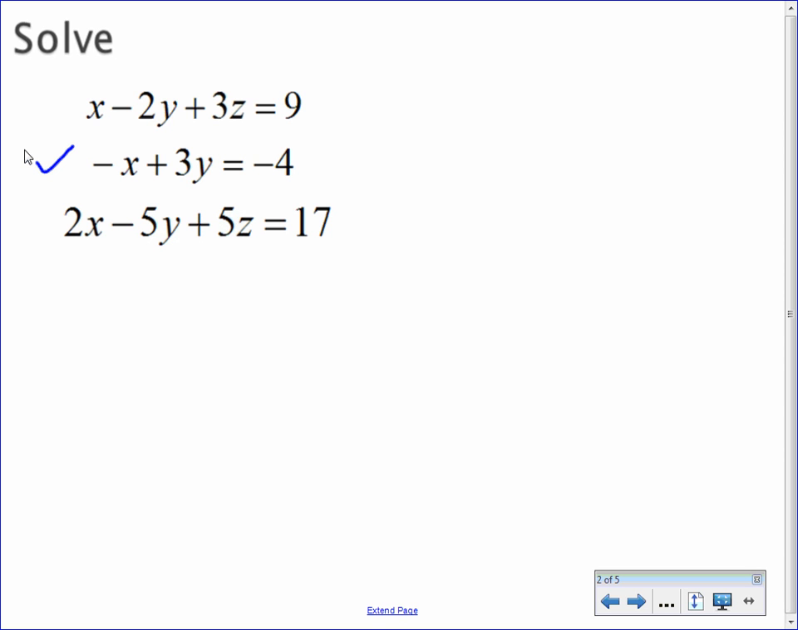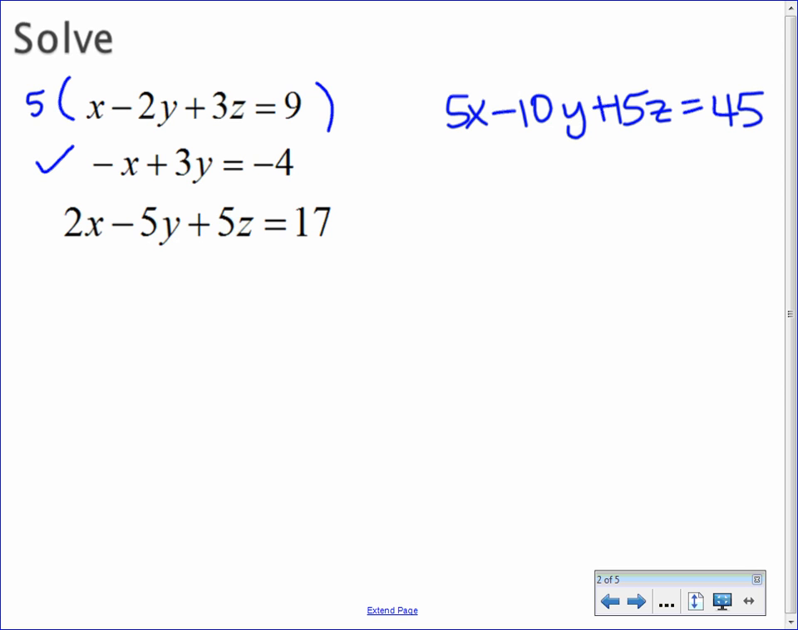If I want to eliminate z from the first and the third, what do I need to multiply the first one by? 5. We'll do positive 5. So 5x minus 10y plus 15z equals 45. And the third one we would have to multiply by negative 3 because we want them to be opposite. So we have negative 6x plus 15y minus 15z equals negative 51.